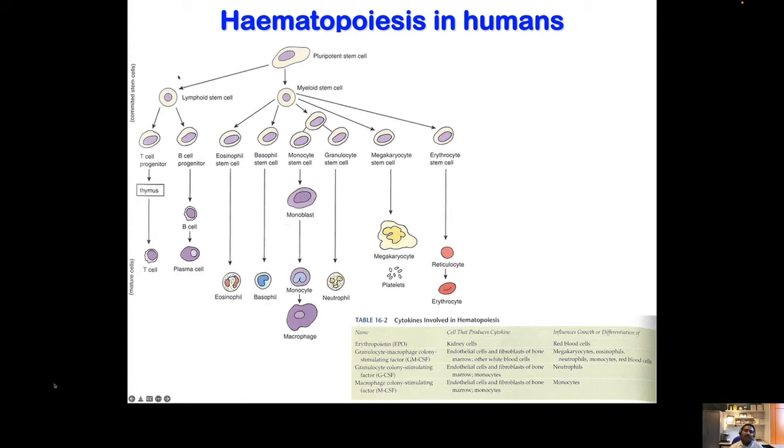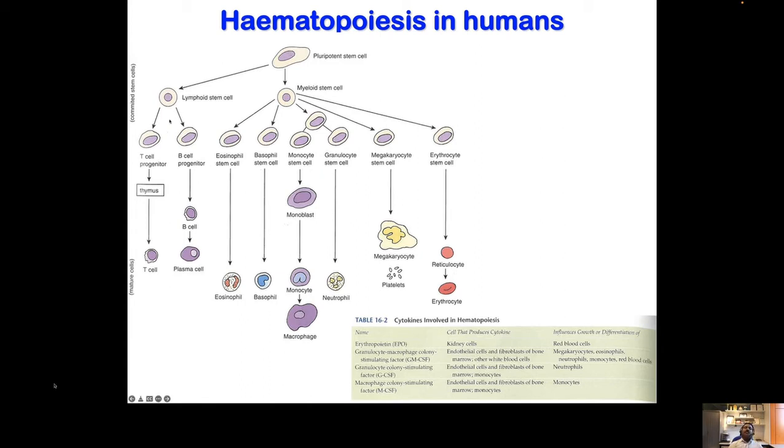From these cells, there will be two main lineages, or two main stem cells, produced from this particular stem cell. The first one is called the lymphoid stem cell, and this lineage is called the lymphoid lineage. The next one is called the myeloid stem cell, and this lineage or pathway is called the myeloid lineage. So basically, the pluripotent hematopoietic stem cell is differentiating into two major stem cells: one is a lymphoid stem cell, and the other is a myeloid stem cell.